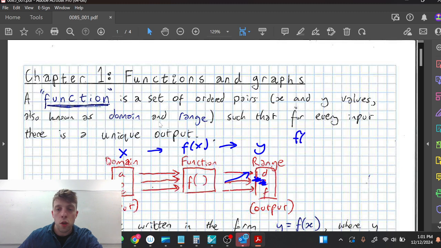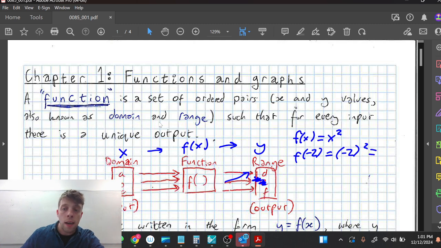Let's say we have the function f of x is equal to x squared, and I put in an input of -2. If I put -2 into this function, we just replace x with -2, substitution. We get -2 times -2, and a negative times a negative makes a positive, so we get 4. And if I put 2 into the same function, I get 2 squared, which is also equal to 4.